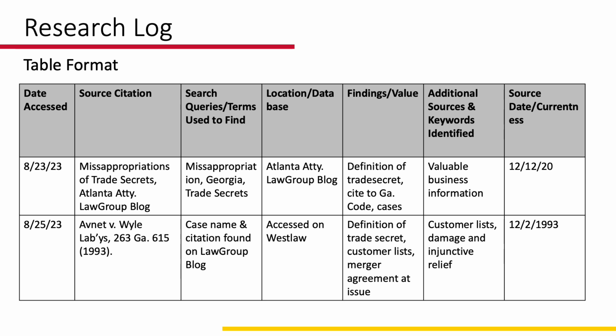And then the source date and currentness. This is important because this could identify, are there more relevant sources? So for example, in our second source here, the case is from 1993, and that's a bit old. So we might want to look back and see, is there newer, better case law out there?